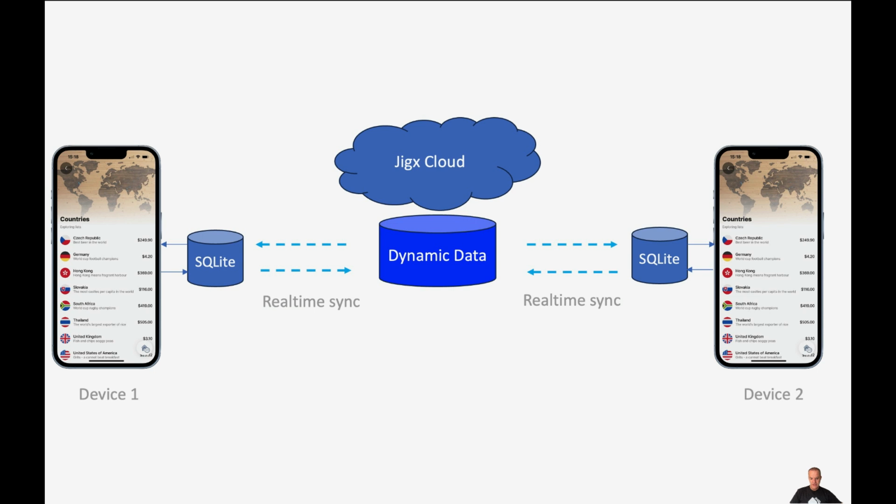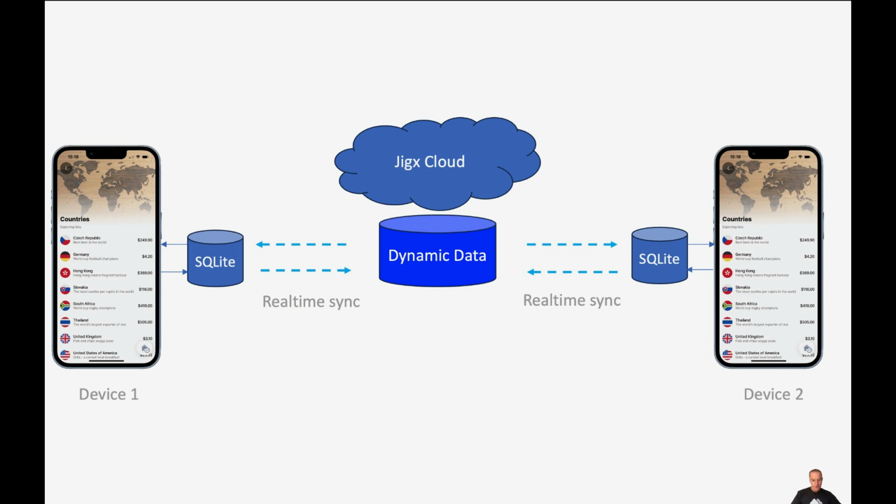So there's a real-time sync that is happening between dynamic data and the SQLite store. You don't have to do anything about that. It all happens automatically for you. It means that for all your users, any change made on one device is immediately available on another, or indeed if you make a change to cloud data, it's all immediately reflected on every device. So you have this seamless exchange of data in real time, which we'll take a look at in a demo.